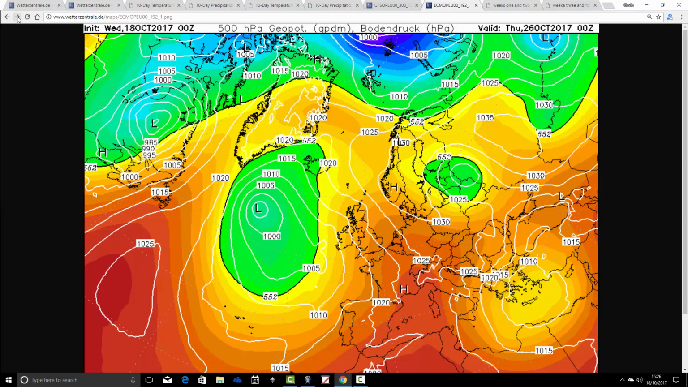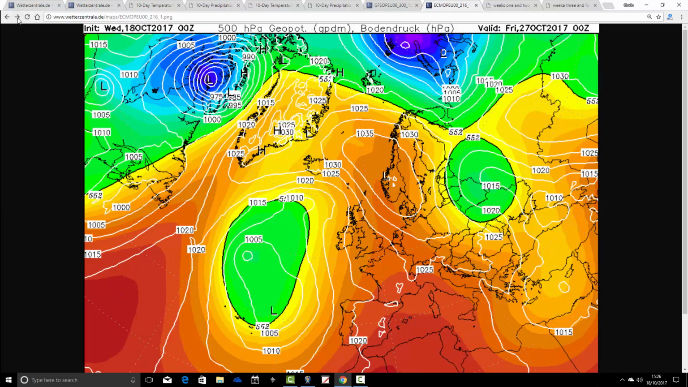We go up towards day 10. This is Thursday, 26th of October, with this low pressure becoming stuck in the Atlantic. Pressure's rising to the north and to the east of the country, dragging the winds up from a southerly, southeasterly direction, so it's likely to be quite mild.